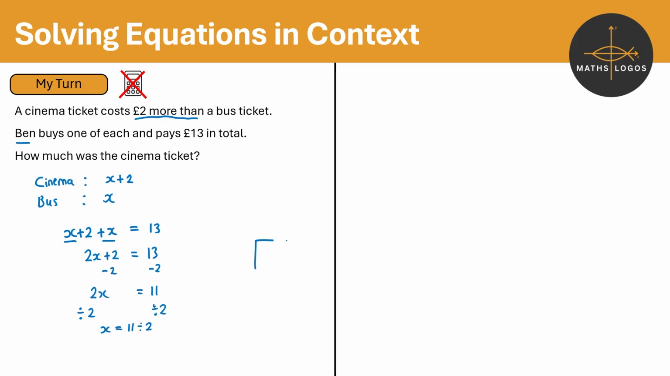Well, let's do that off to the side because it's non-calculator. So 2 goes into 11 5 times to give us 10 with 1 left over. 2 goes into 10 5 times. So x is equal to 5.5.